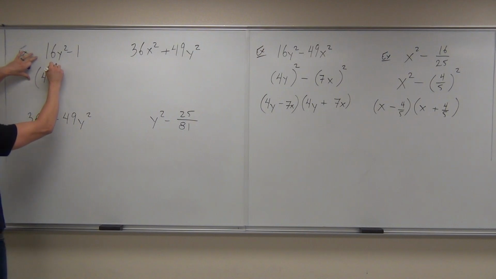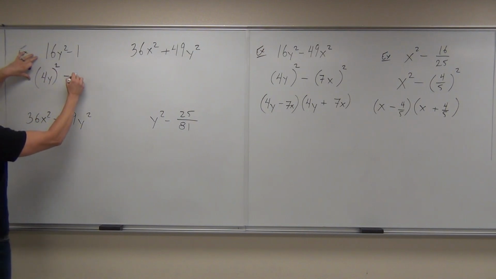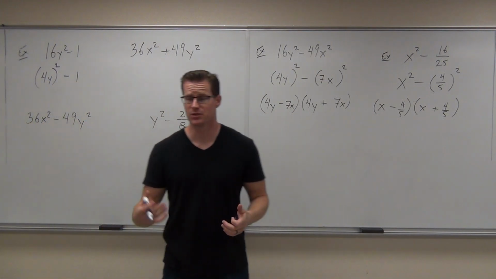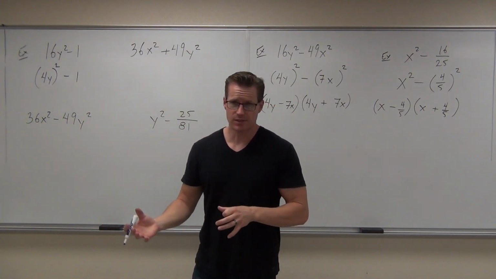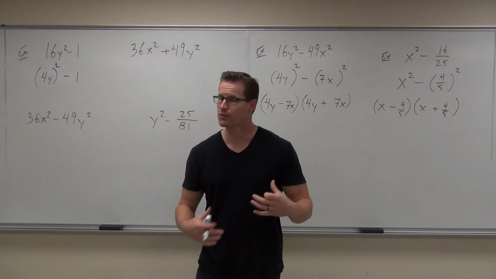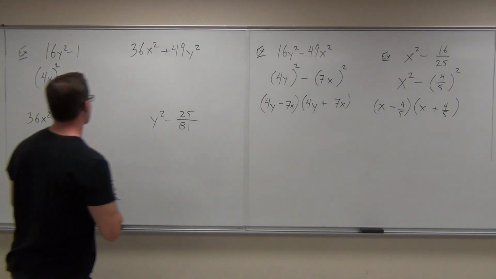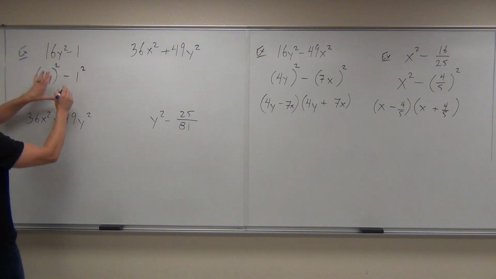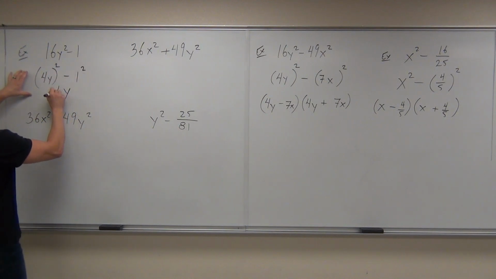We know that's 4y quantity squared minus one. One's the trivial one. If you have one, that always counts as something being squared. It also counts as something being cubed, or something to the fourth power, fifth power, and we'll talk about that in a little while. So if we have a difference of two quantities being squared, we can always factor that by a difference of squares.